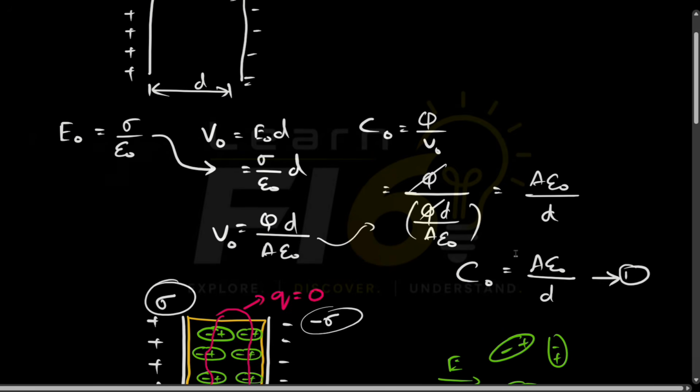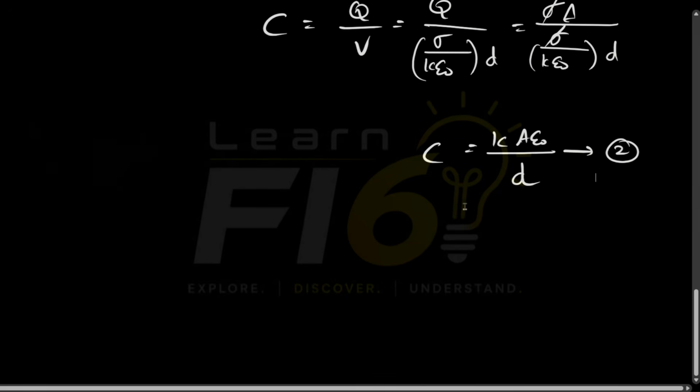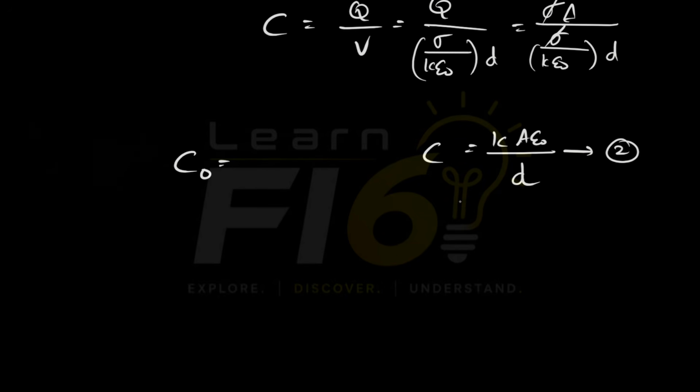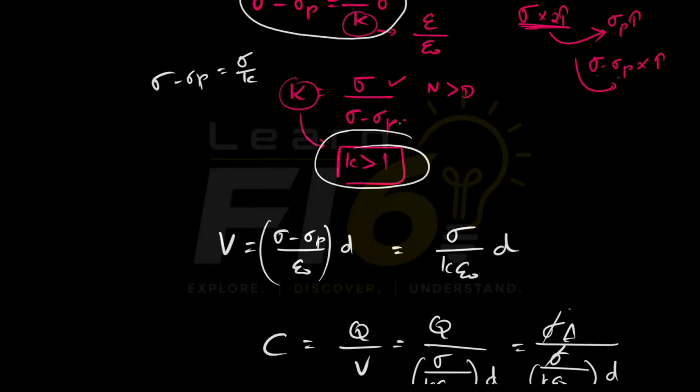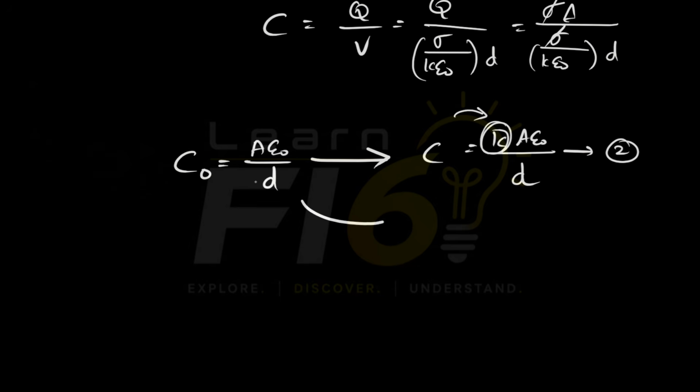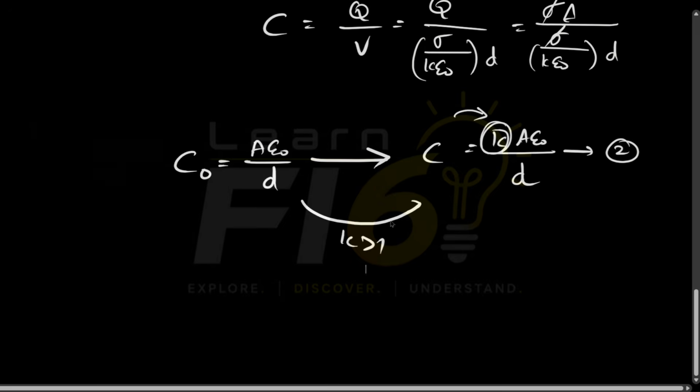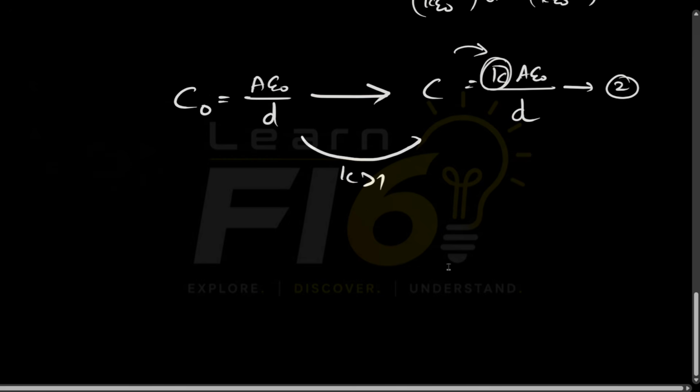In the first case, we have the equation C naught is equal to A times epsilon naught divided by d. So I'm just writing it here. Before the dielectric was kept, the capacitance value is A times epsilon naught divided by d. After inserting a dielectric, the new capacitance value is multiplied by a factor called K. We have already seen that the value of K is always greater than 1. So if C naught is multiplied with a number which is greater than 1, the result is always higher than C naught. So we can conclude that if a dielectric is added, the capacitance of the capacitor will increase by a factor of K.